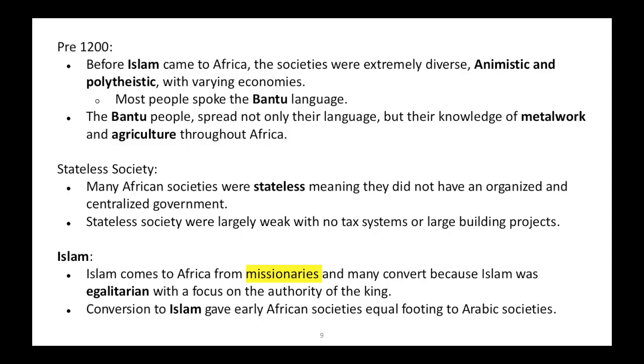So Islam has a profound effect on Africa. We'll talk about exactly what a state is in a little bit, but many African societies were stateless. So basically, they didn't have an organized and centralized government before Islam. So Islam comes to Africa from missionaries, and we'll learn in the next slide from merchants as well. And Islam is a very attractive religion because it's focused on egalitarianism, which you should know from watching the YouTube videos in the description.